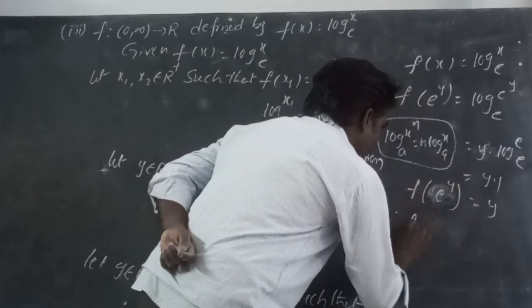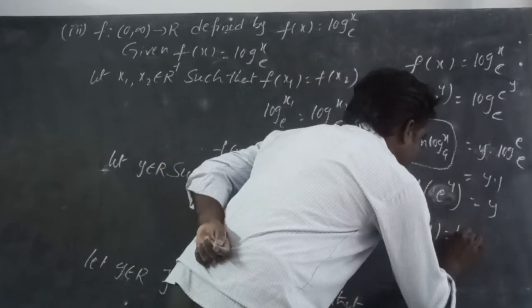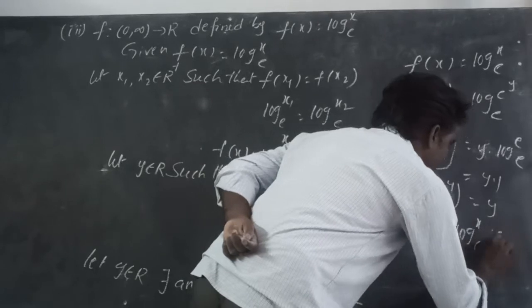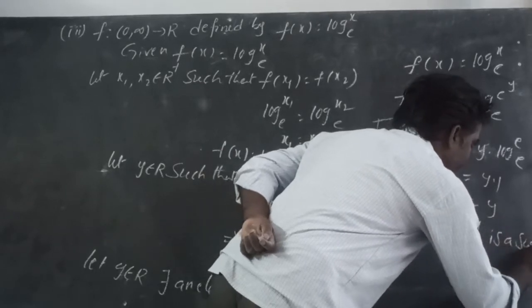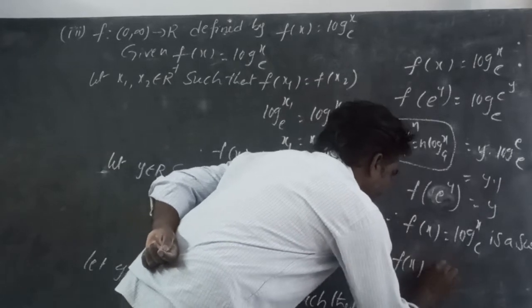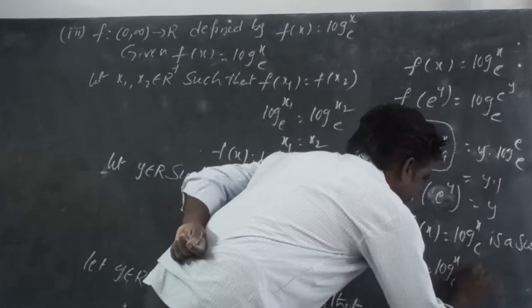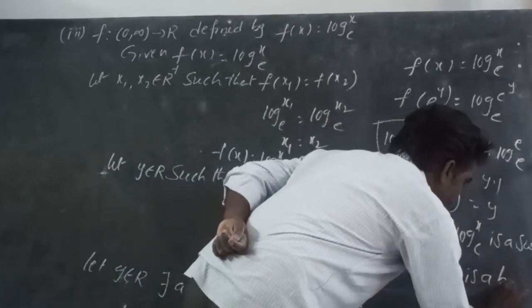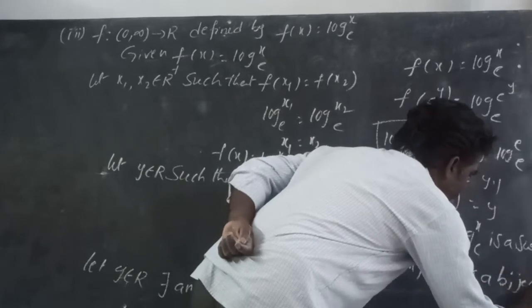So therefore f of x is equal to log x base e is a surjection function. Therefore f of x is equal to log x base e is a bijection function. Therefore, hence proved.